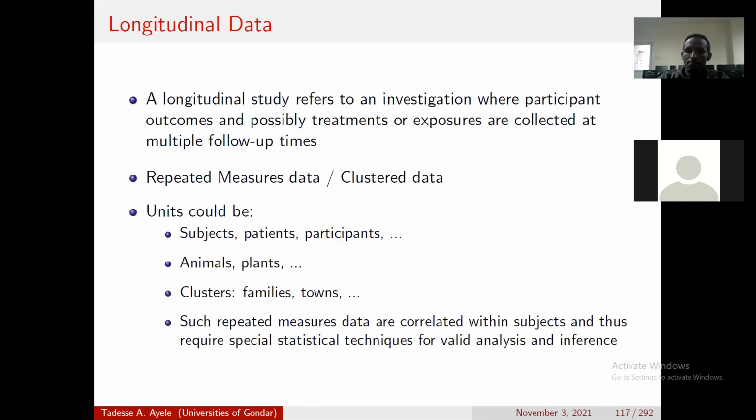So yesterday in the statement I told you that a longitudinal study refers to an investigation where participants' or patients' outcomes, possibly treatments or exposures, are collected at multiple follow-up times, measured over time. So one individual, one study participant, will have more than one measurement. Those multiple measurements, coming from one person, are correlated. So repeated measurements or data or cluster data are assumed to be correlated.